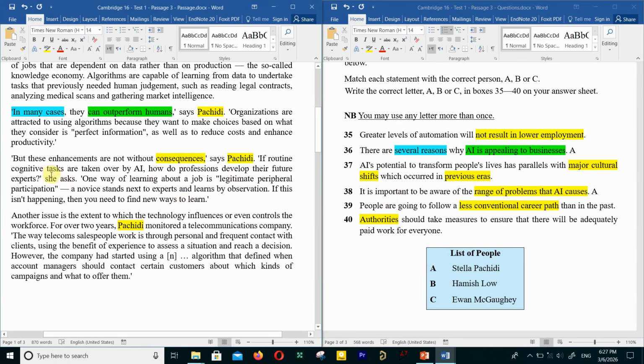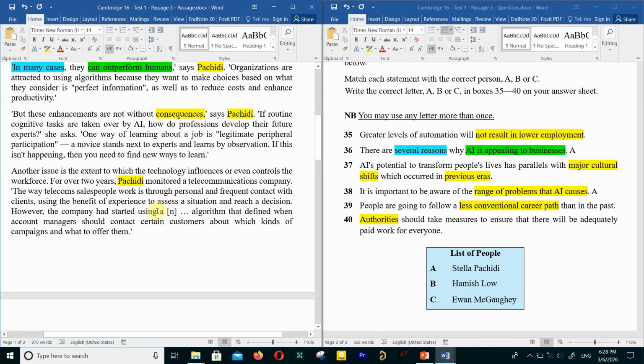If routine cognitive tasks are taken over by AI, how do professions develop their future experts? One way of learning about the job is legitimate peripheral participation. A novice stands next to experts and learns by observation. If this isn't happening, then you need to find new ways to learn. Okay, now here, where is the statement? Here.